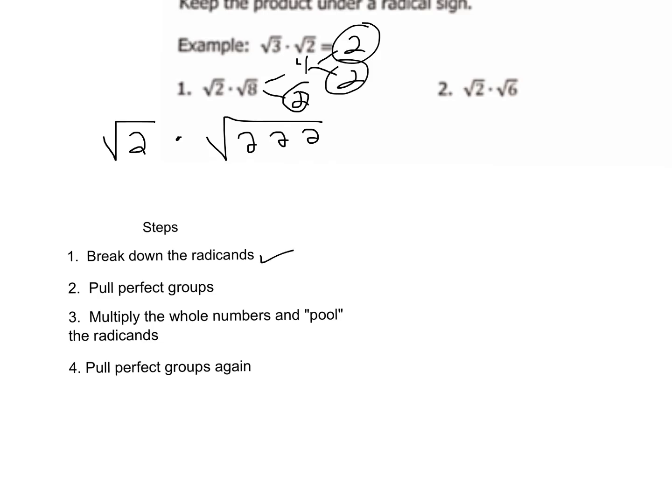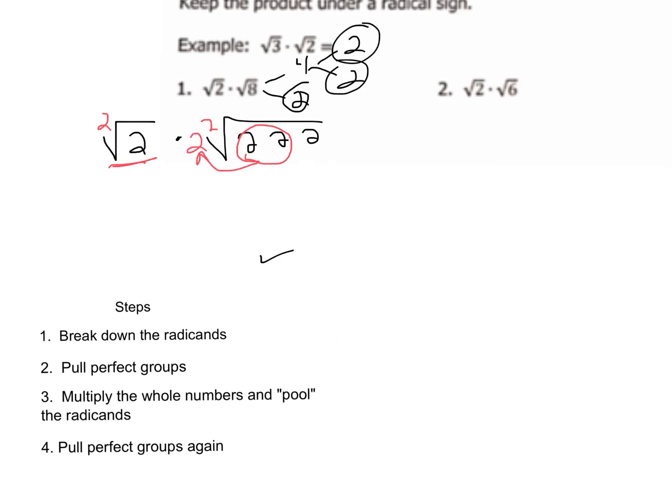Now, our next step is to pull the perfect groups. Now again, because I can't see the index of the radicals, they're assumed and we know them to be 2, so I'm looking for perfect pairs of 2. Well, in this first radical, I don't have that. So the second one, I do have a set, so I'm going to kick that out as a 2. So we are now going to have radical 2 times 2 radical 2.